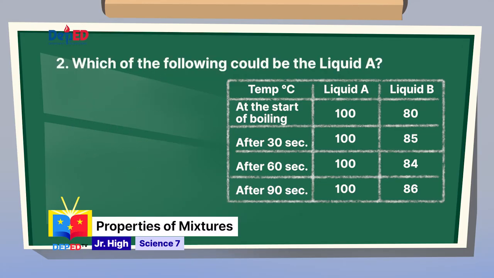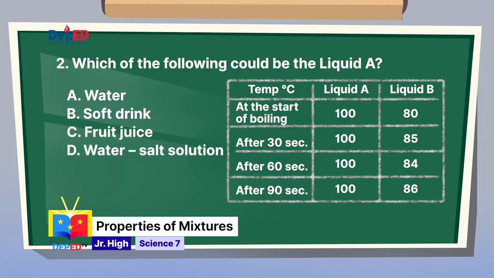Number 2. Which of the following could be the liquid A? A. Water. B. Soft drink. C. Fruit juice. D. Water salt solution. Water has a fixed boiling point, which is 100 degrees Celsius. Among the choices, water could be the liquid A, and that is letter A.